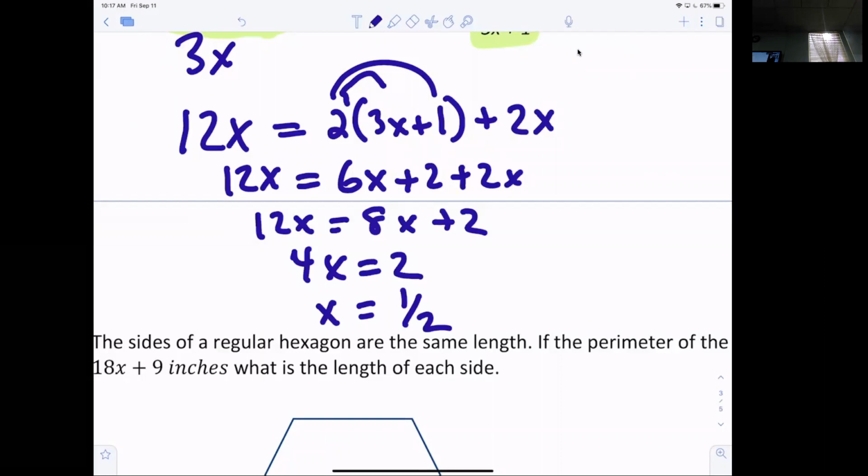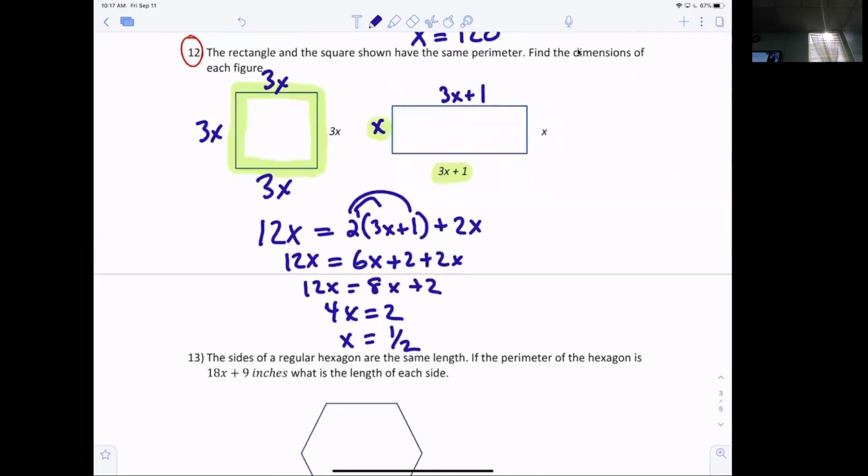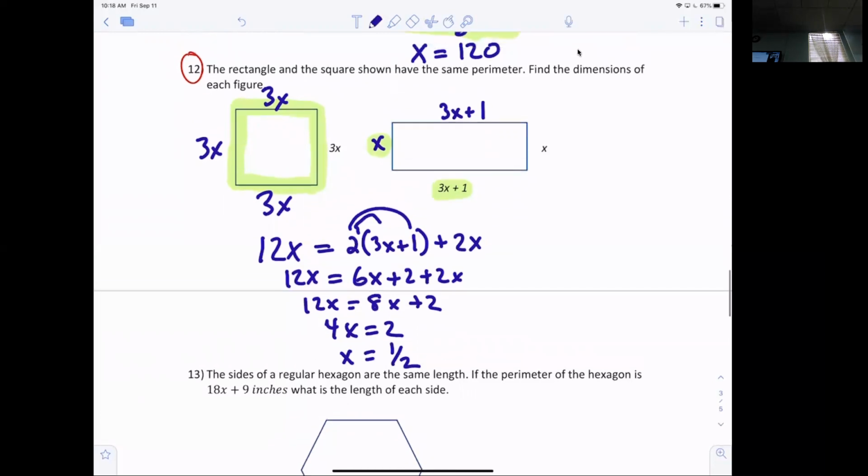Very nice. Very nice. All right, any questions with that? Now, of course, we're not done. We always have to go back and answer the question. So what in the world is the answer to the question? Well, the square is 3 times x. So what's 3 times 1/2? Yes, 1.5. So the square is 1.5 by 1.5. Now some of you are saying, well, can I do 3 over 2 times 3 over 2? And that would be what? Yes, you can do that.